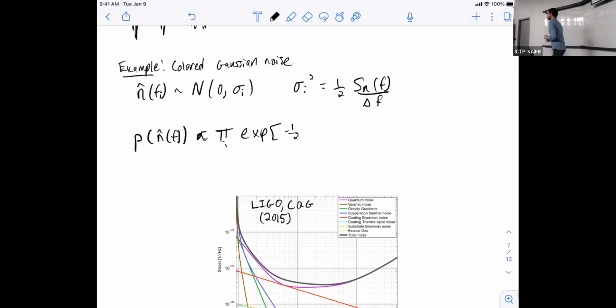So the reason why we focus on colored Gaussian noise, and I guess I didn't say this, is that the noise in the detectors is assumed to be colored Gaussian noise. And it roughly is, right? But this is in fact the PSD for a colored Gaussian process. So at each given frequency, the noise is Gaussian, but it's Gaussian with a different variance from frequency to frequency. So sometimes the noise is stronger and sometimes less.